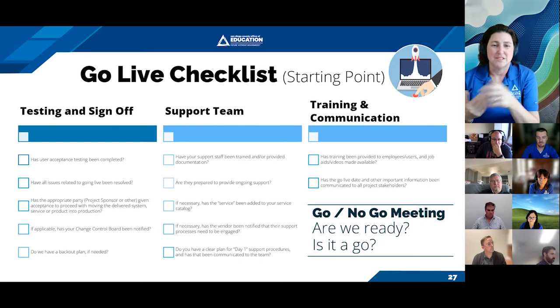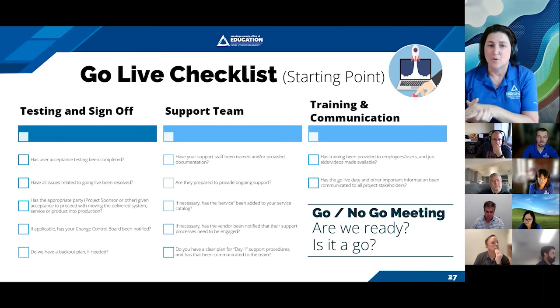And then you heard lots of folks talk about the training and communication piece. So has training been provided to all of the employees, all the users? Do we have job aids and videos? And have we really been communicating that go live date early and frequently? So that's our go live checklist. We would go through this entire checklist and then have the entire project team say go, no go before we go live. So we want to give this to you as a way to ensure that you're ready for your go lives, whatever they might be.